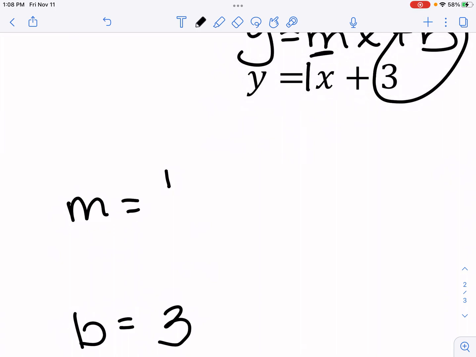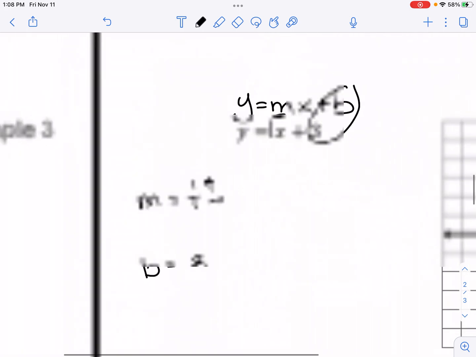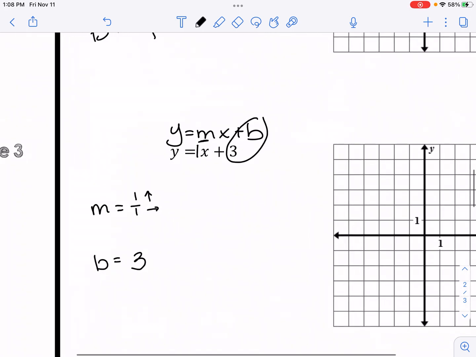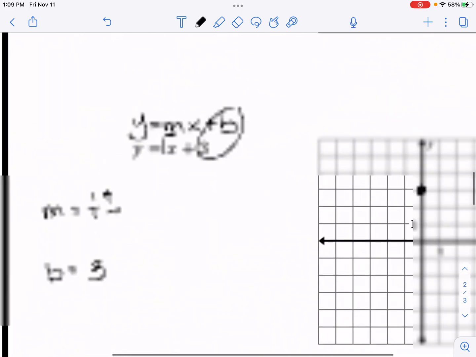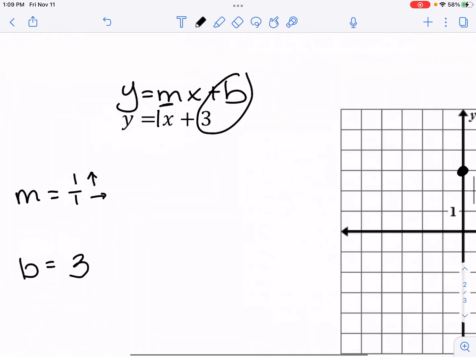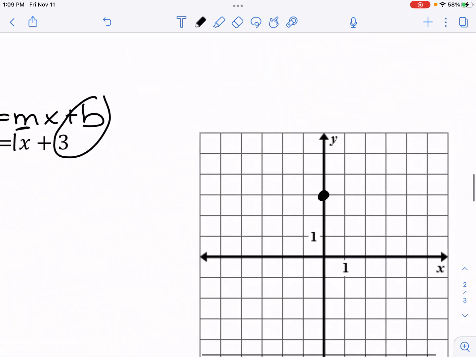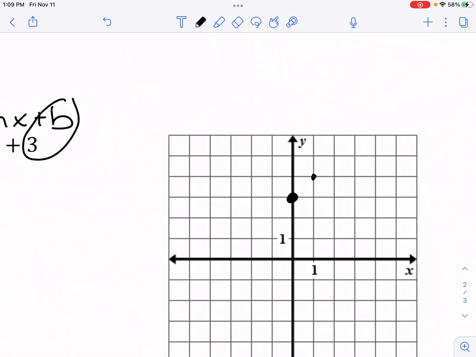Our slope is 1, but slope has to be a fraction. In order to make any number into a fraction, we put it over 1. So this, we're going to go up 1, right 1, after we begin at +3. So +3 on the y-axis. We're going to go up 3 from the origin. And we're going to move for our slope up 1, right 1. Okay. Up 1, right 1, we would go over here. Let's continue it.